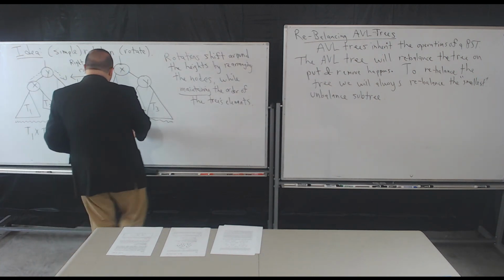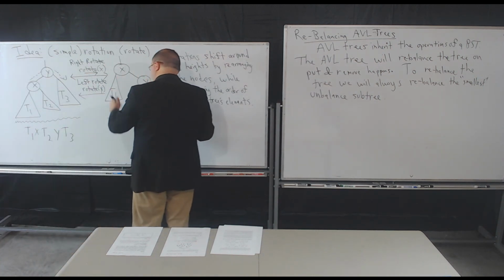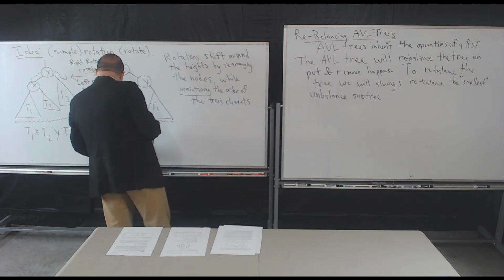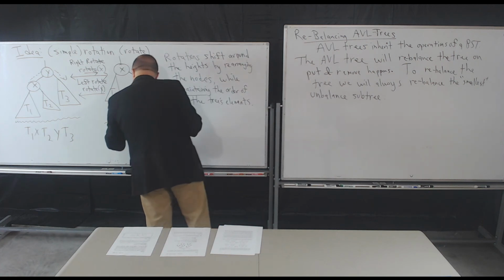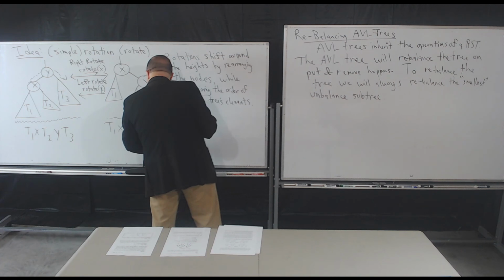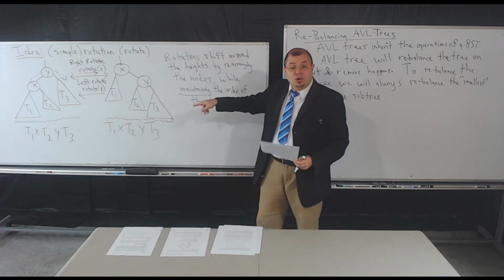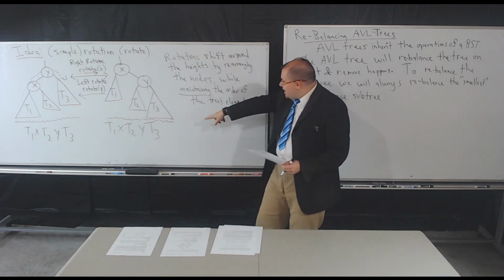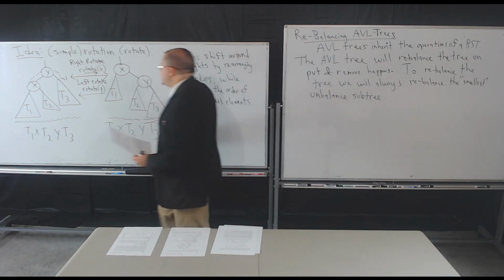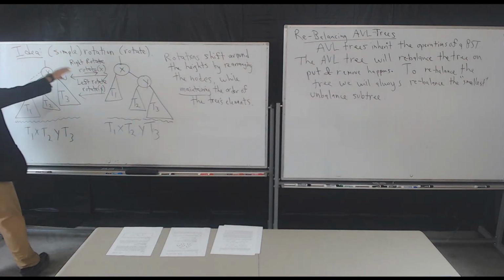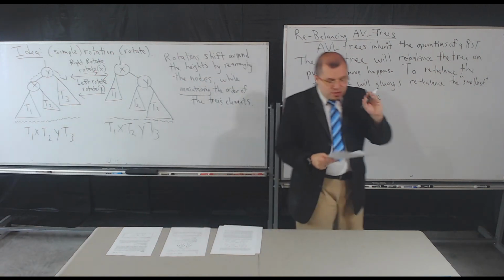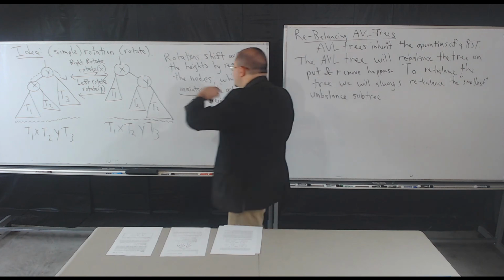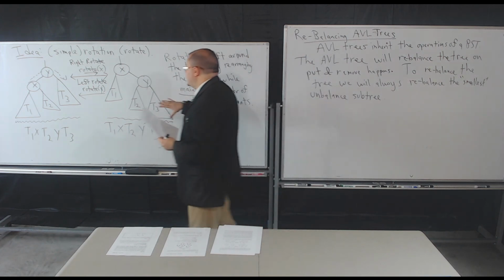In contrast, this one, if I read it from an in-order traversal standpoint, what should it look like? It should look like T1, X, then I go to the right, go left, T2, Y, T3. Notice it does not change the order. Does everybody see that? So notice this rotate operation does not change the ordering of the nodes. So all we have to do is make sure that we don't manipulate this incorrectly.